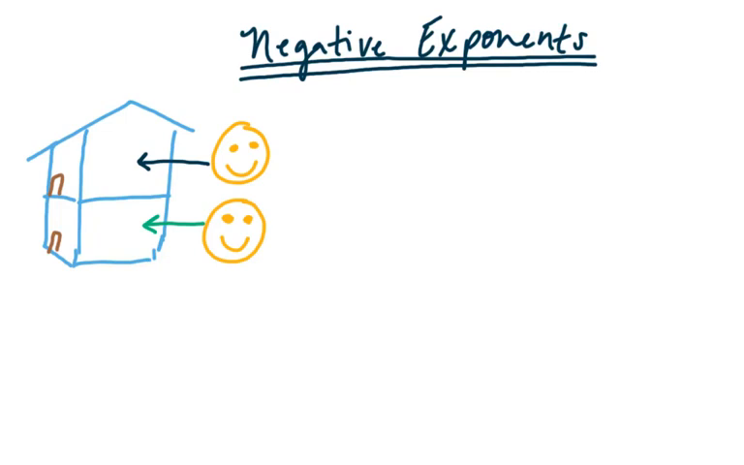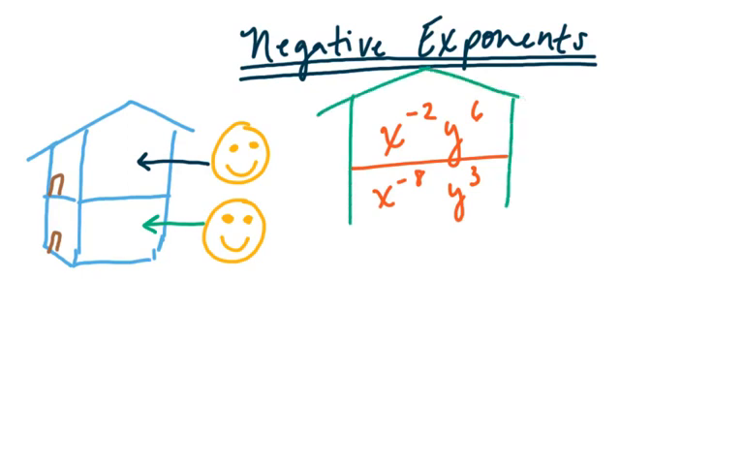So when we look at a fraction, let's use this for an example. Think about this fraction as being an apartment. In this apartment, we've got these guys living on the second floor, and we have these ones living on the first floor.